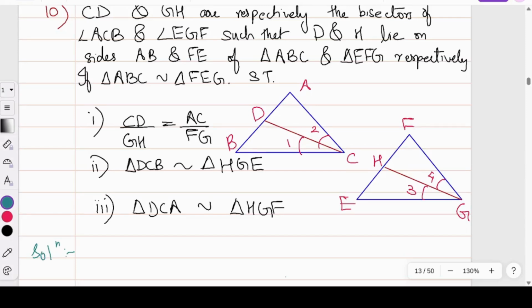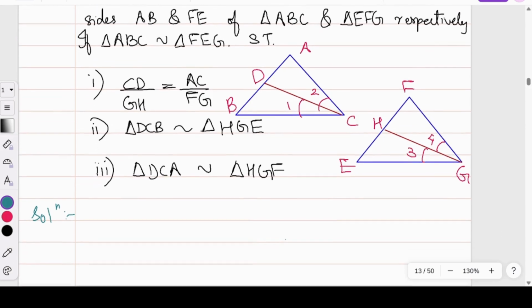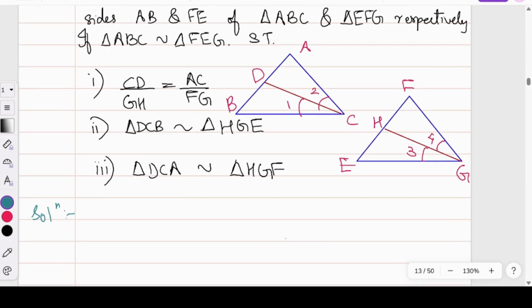Okay, now let's do question number 10. CD and GH are respectively the bisectors of angle ACB and angle EGF, such that D and H lie on the sides AB and FE of triangle ABC and triangle EFG respectively. If triangle ABC and triangle FEG are similar, then what all things do we have to show? We have to prove that CD by GH equals AC by FG, then triangle DCB is similar to triangle HGE, and triangle DCA is similar to triangle HGF. So in order to show this, let us take these triangles.